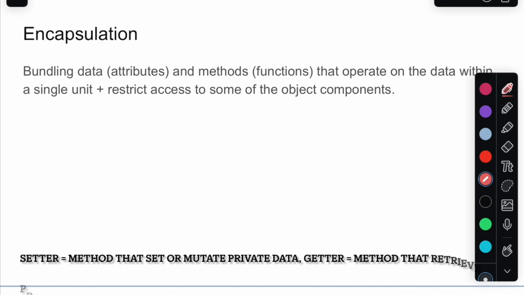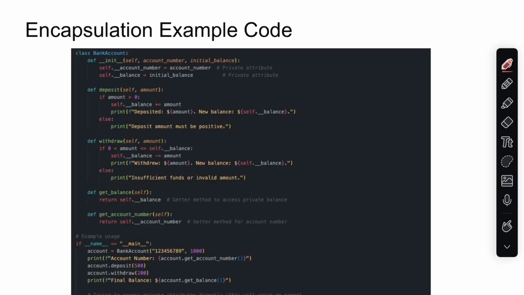So to grant access to get certain attributes or modify certain attributes, we can create getter and setter methods. So here we have a bank account class that has private attributes, balance and account number. And we have a withdraw and deposit method that updates our balance value. And notice that within these two methods, we check the value of the amount first before we make any changes to our balance value.